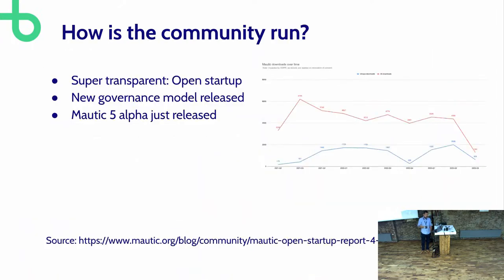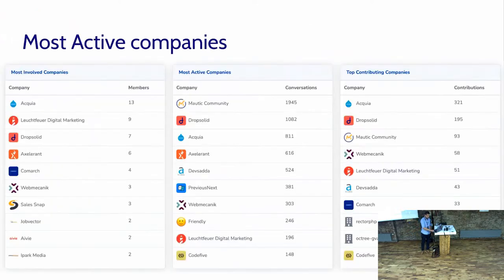How is it run? It also uses the open startup model, so everything is reported in Excel. You can basically see everything, from the financial statements to how many installs. It's open, it's on the market book, you can check it out. They're also reporting, just like in the Drupal community, who are the most active community members and most active partners. And you can see that you recognize companies from the Drupal community.